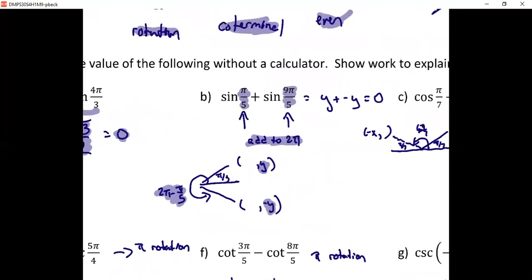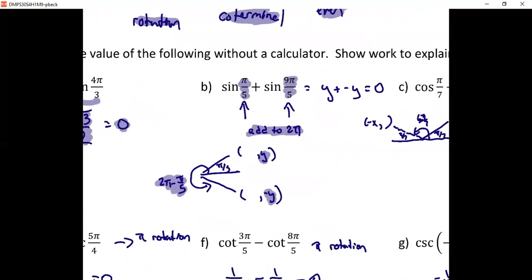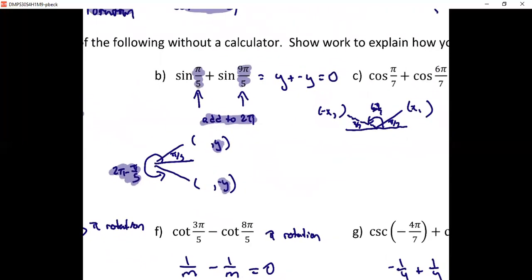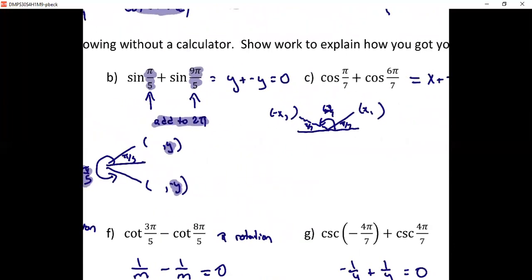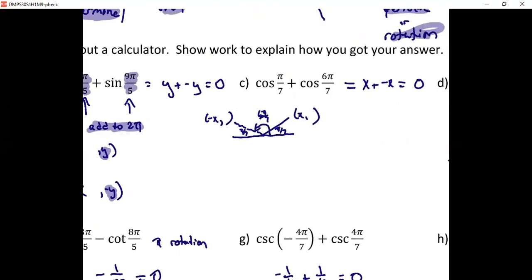One of the big cautions is you are not allowed to add those two angles together and say this is the sine of 2 pi. I don't care that we have the same answer. If you add those two angles together, you're doing something incredibly wrong. And that'll actually show up in part C. If you tried to add pi over 7 to 6 pi over 7, you get the cosine of pi, which is -1. That's not the answer to this problem.